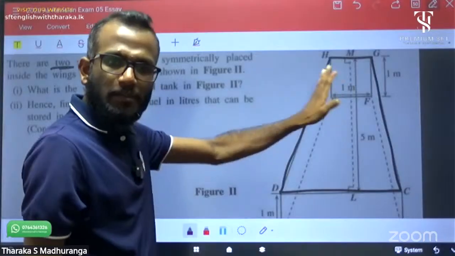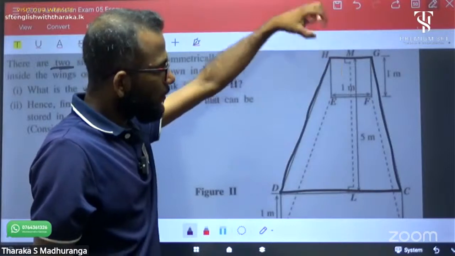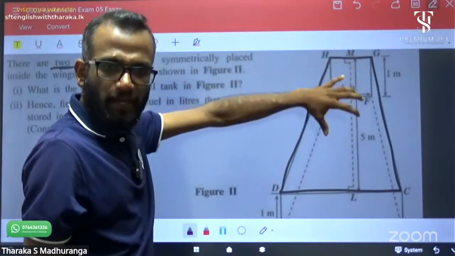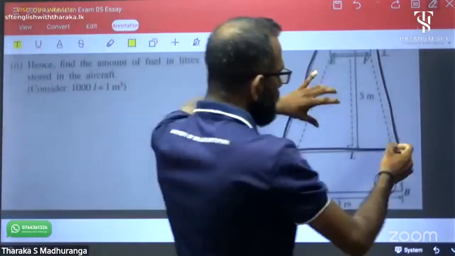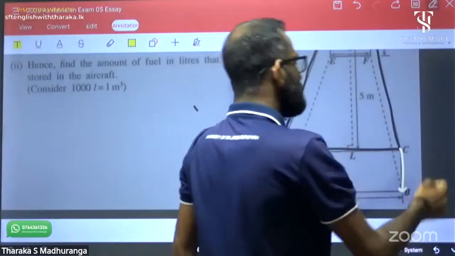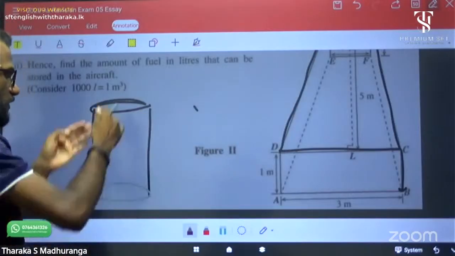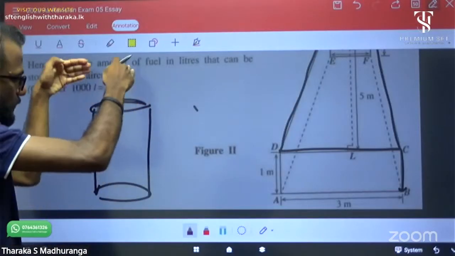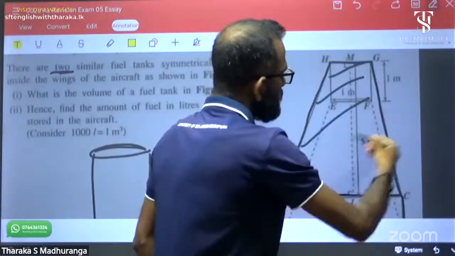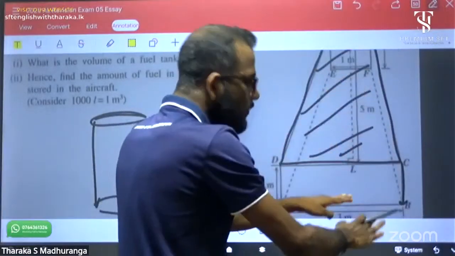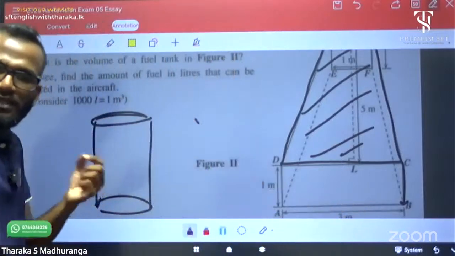This is a surface plane, right? And if you go downward, the same cross section continues, same as a cylinder. See, a cylinder's cross section is a circle, but this fuel tank's cross section is uniform until the bottom. Same as a cylinder.